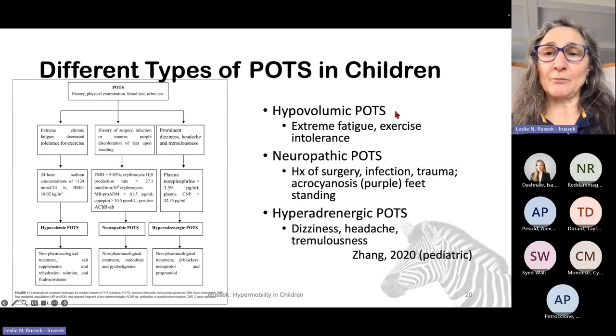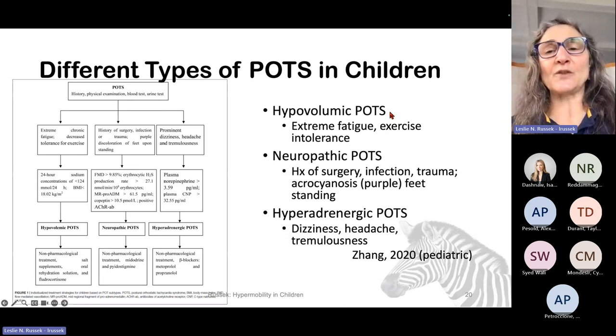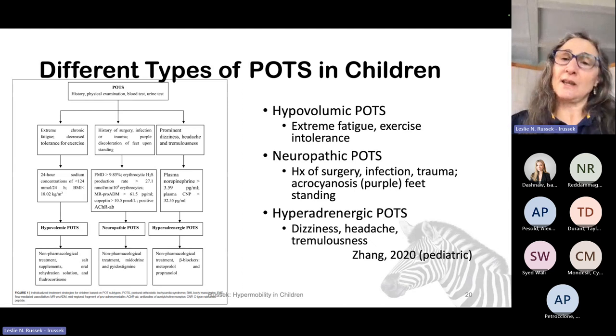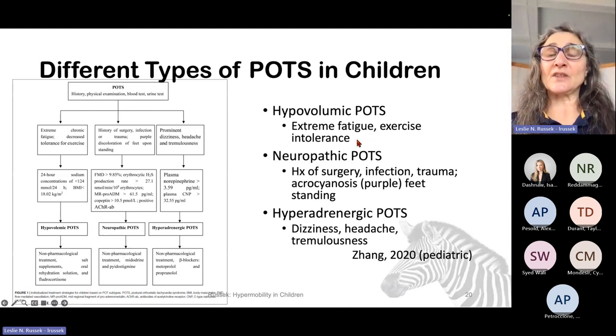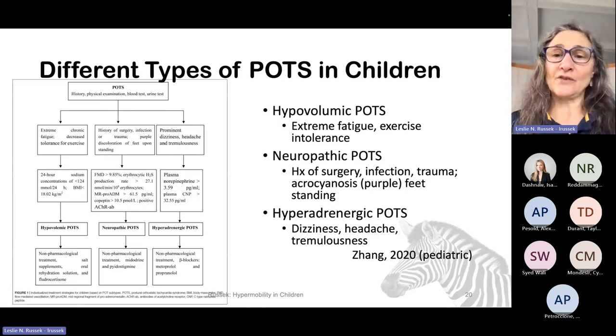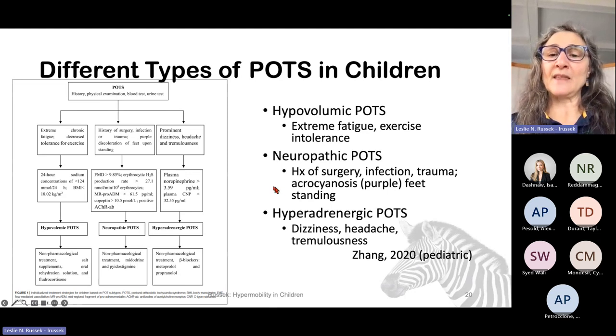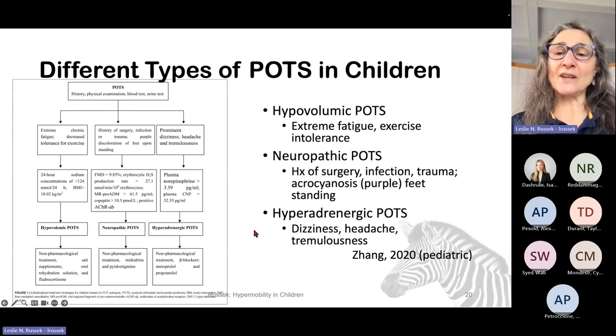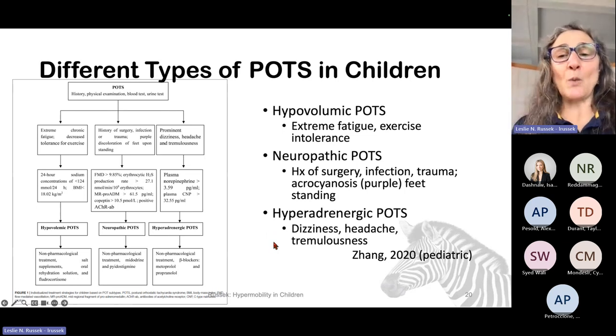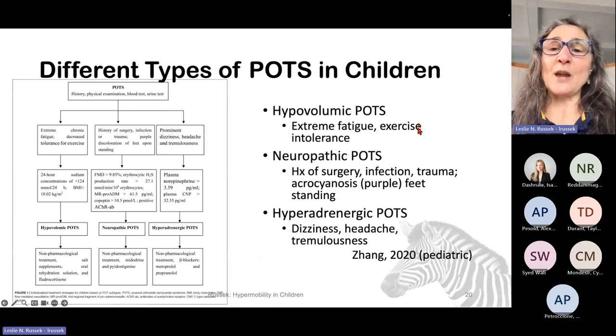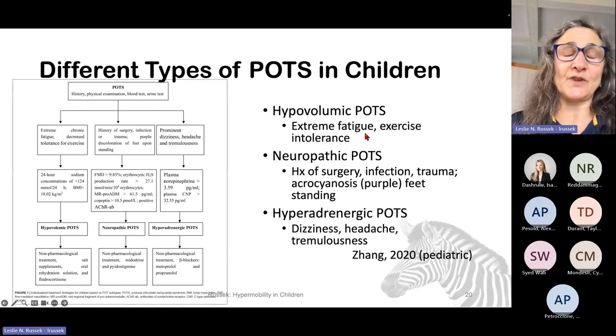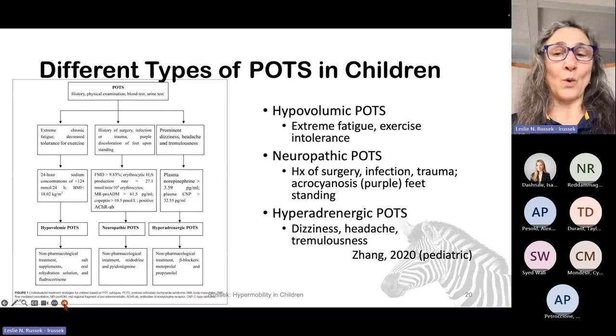So hypovolemic POTS, there's not enough blood to pool in the feet and get to the brain at the same time. And that's probably the one that's most prevalent in hypermobility because the blood vessels are stretchy. And so the blood pools in the feet. Extreme fatigue and exercise intolerance. Neuropathic POTS, probably more common in concussion because of the trauma to the nervous system. So history of surgery, trauma, and these people will tend to have the purple hands and feet. And then hyperadrenergic POTS, so the adrenergic system overreacting, and these people will tend to present with dizziness and tremulousness. But do just file away that there are different types and they may respond differently to medications. So the hypovolemic type of POTS, if you give them propranolol to manage the tachycardia, you're going to make them even more tired. And so they're going to say they are super, super tired, and the propranolol or beta blockers in general will make that worse.